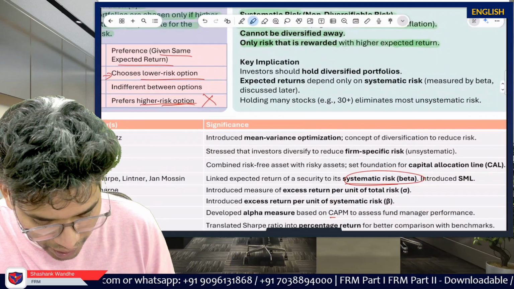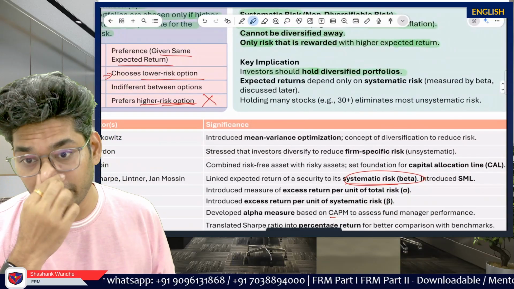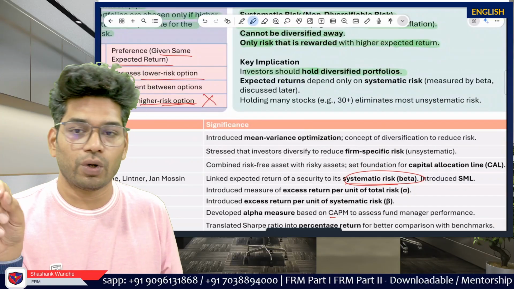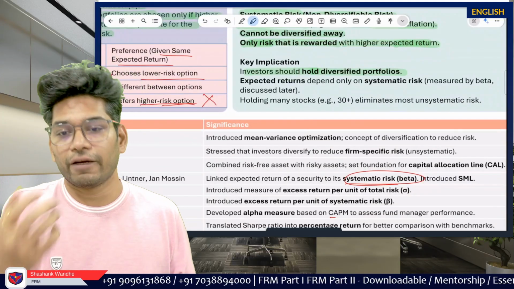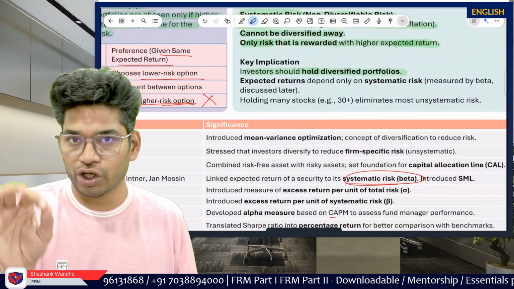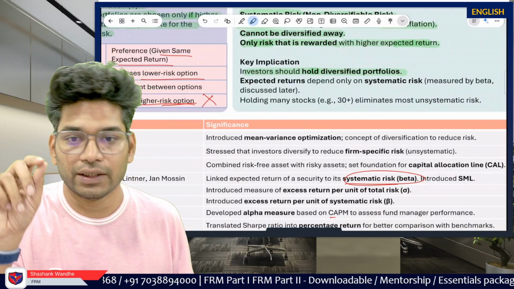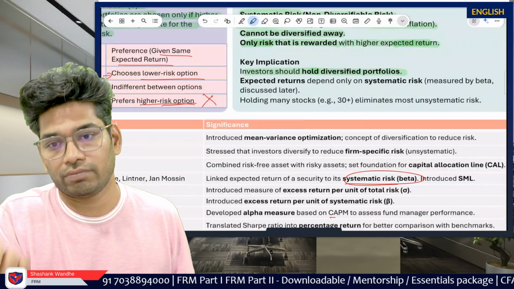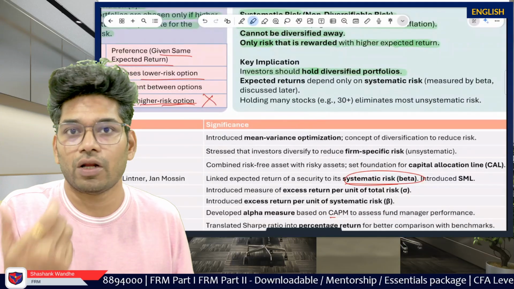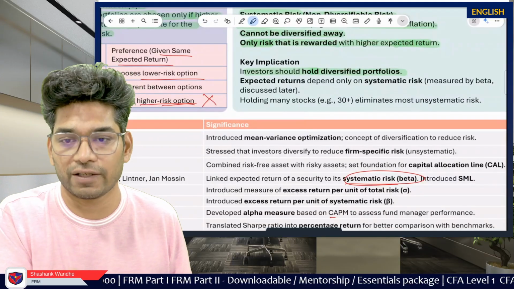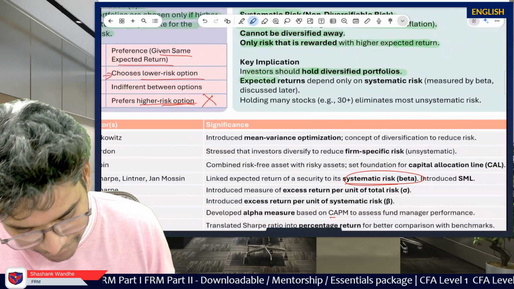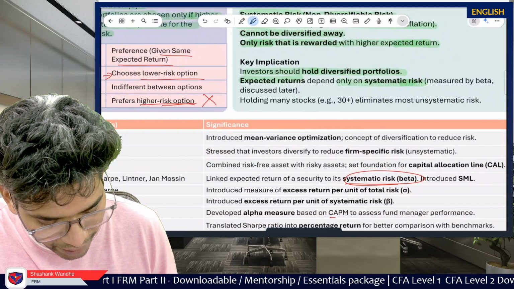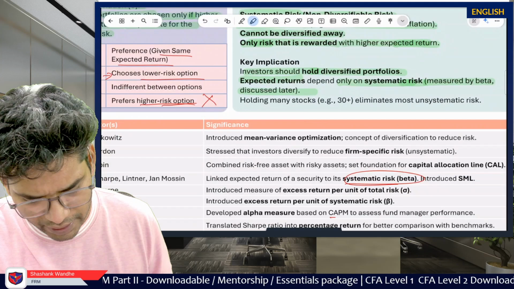The key implications are that investors should hold a diversified portfolio. What happens if you don't hold a diversified portfolio? Remember, if you hold only one asset, you are not getting any additional compensation for holding that unsystematic risk component. So it will create a problem for you, or losses for you. That's why hold the diversified portfolio. Expected return depends only on the systematic risk measured by the beta. Again, we will discuss it later.